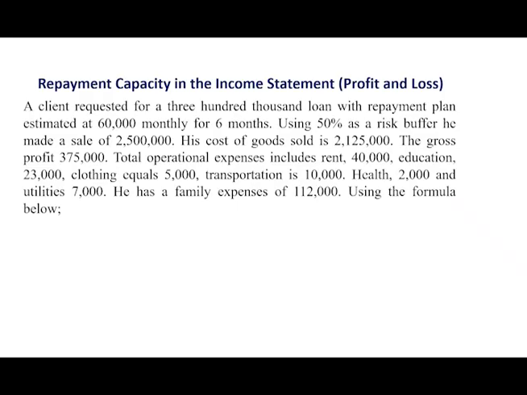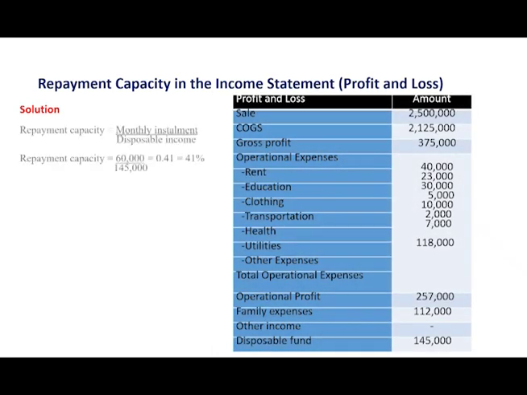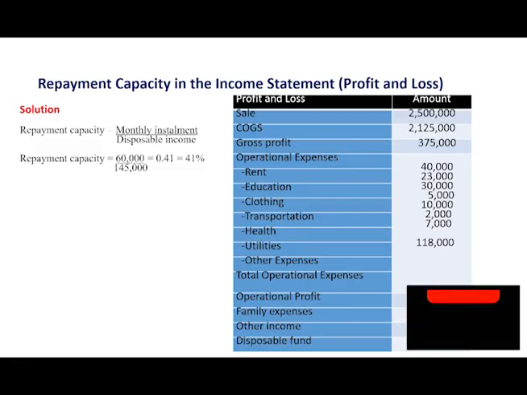Using the formula below, 1. Find his disposable income. 2. Find the actual repayment capacity ratio. The repayment capacity of 60,000, which was initially given, divided by the disposable fund of 145 equals 41%. With the result above, the customer has the repayment capacity to access a 300,000 loan since the risk buffer is 41%, which is way below the 50% benchmark.